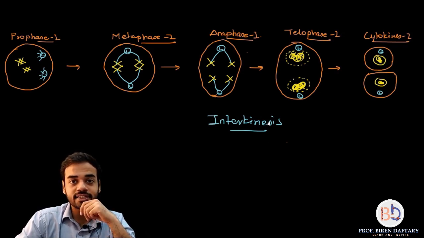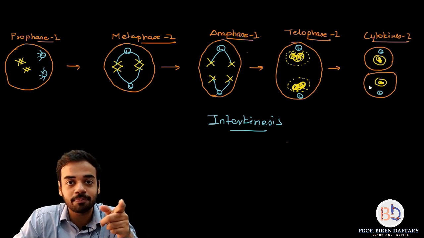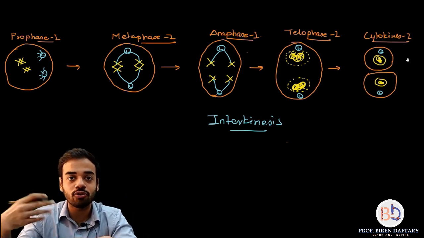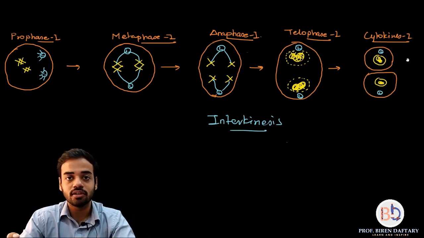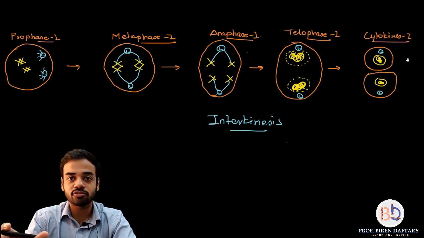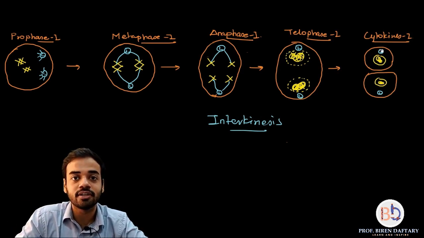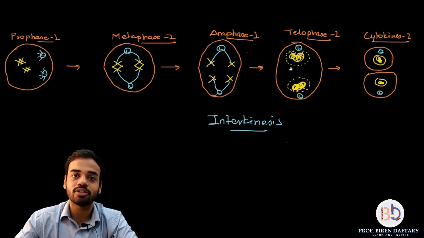So what happens in interkinesis? An extra centrosome is formed. Normally centrosomes are formed during G2 phase, but please remember, interphase is not going to come after cytokinesis 1. Interphase is just there before meiosis 1. Between meiosis 1 and meiosis 2 there is no interphase. So how will you get that extra centrosome which you need? So in this interkinesis, all those things which are needed for meiosis 2 are produced.